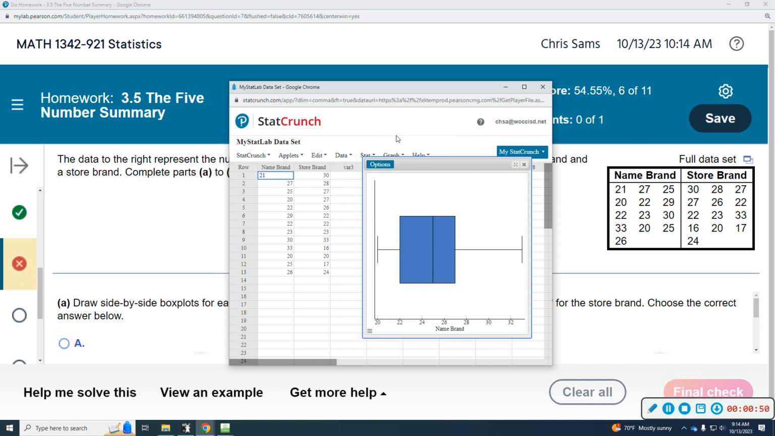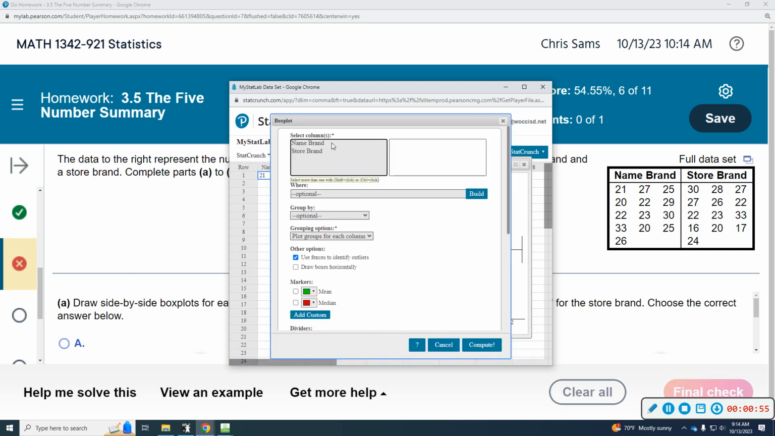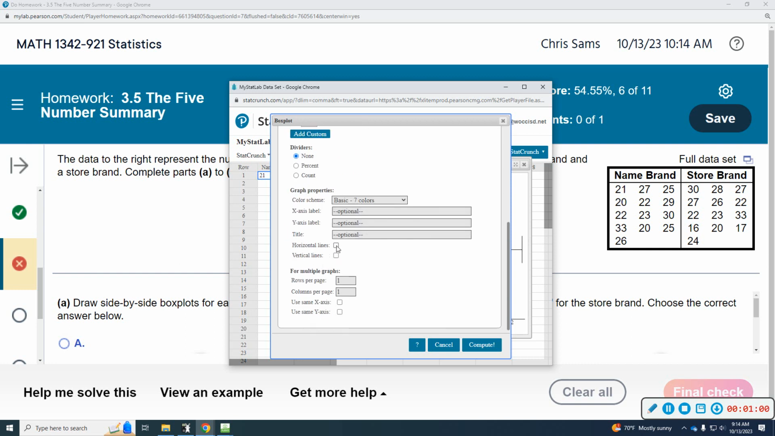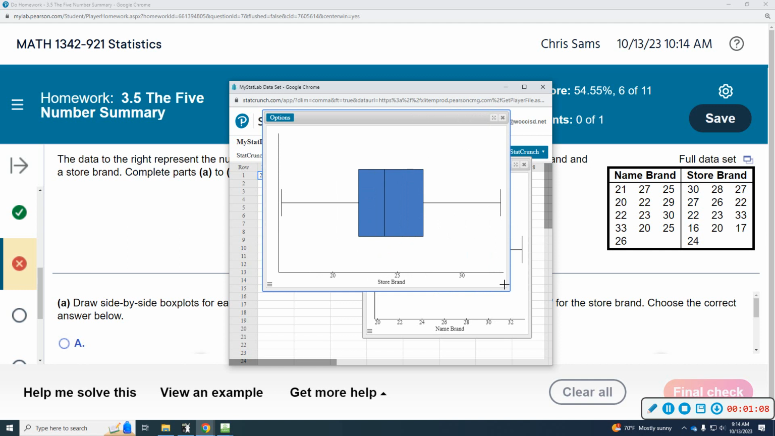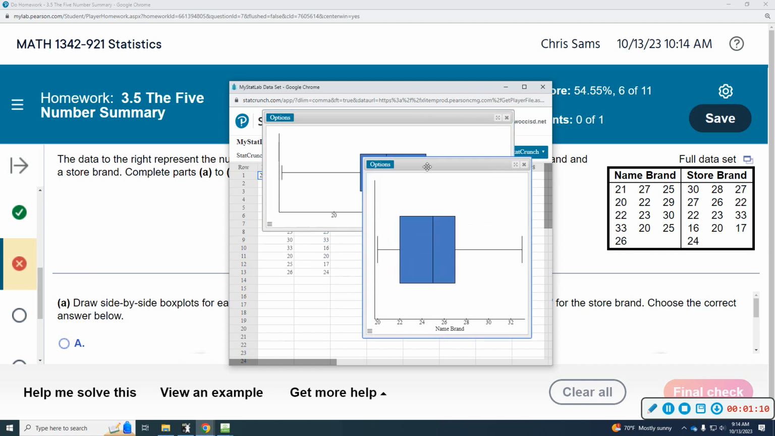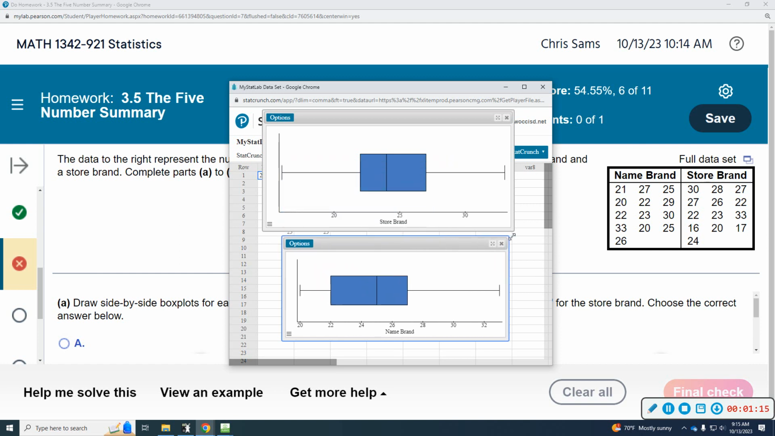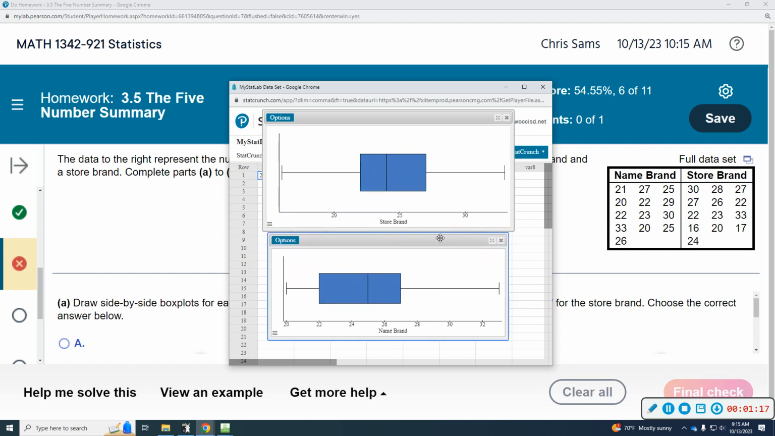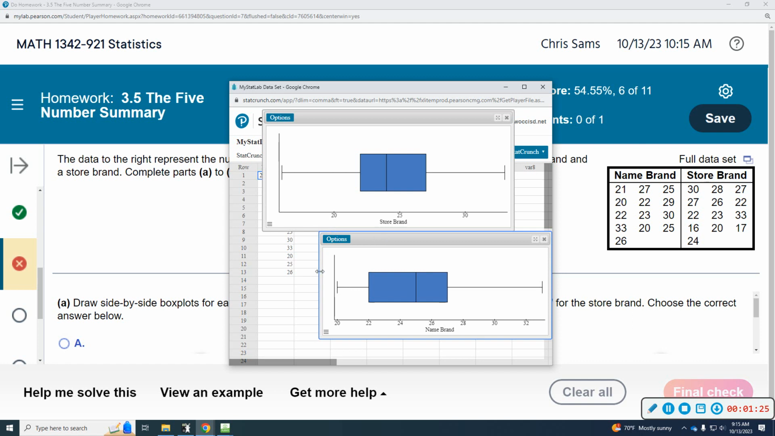And then if I go to graph and I do box plot again, and this time I do store brand, just do the same labels. I can get both of them and just kind of line them up and compare them. Now the thing here is the labeling is different. As you can see, this one is 20 here, and this one, the 20 starts about right here.